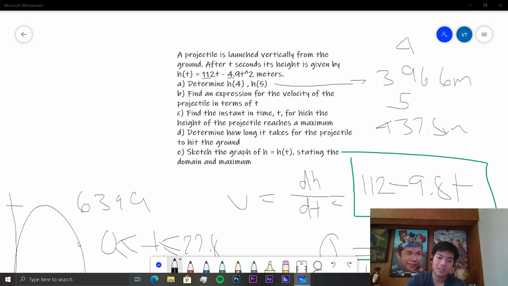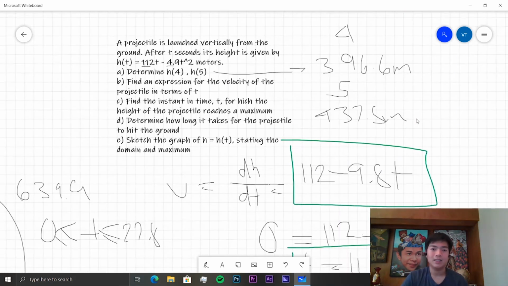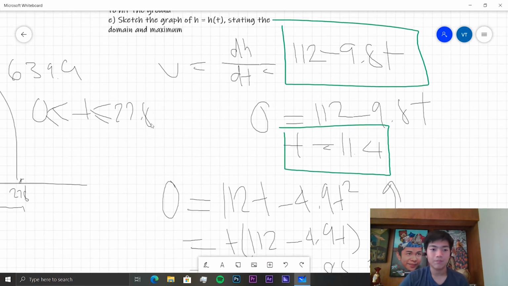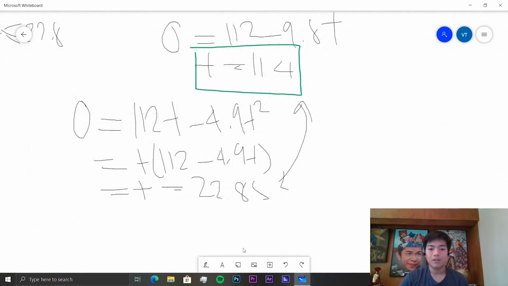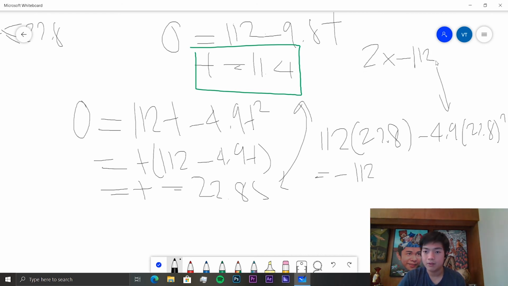Find the velocity of the projectile at the instant it hits the ground. The velocity at the instant it hits the ground is the exact same speed as it lifted off, 112, but in the opposite direction. But let's actually solve it. So at time 22.8, we have 112 minus 9.8 times 22.8. And so this should be equal to negative 112.